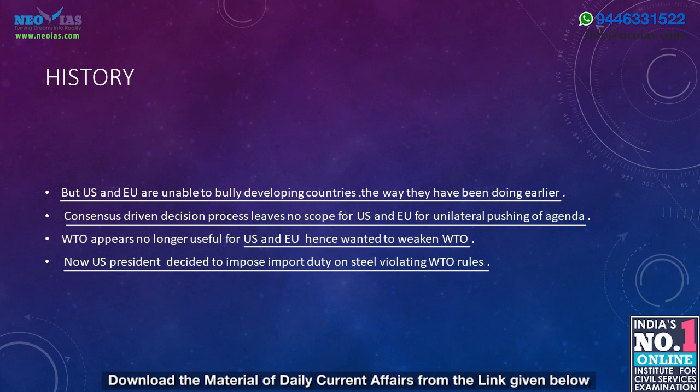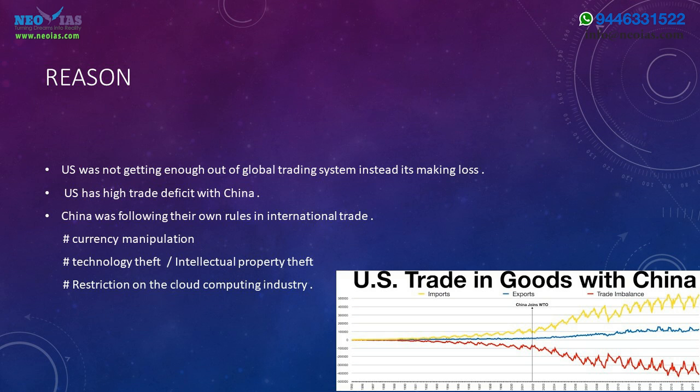So this is the history which led to the trade war. Now let us move towards the reasons for this trade war. One of the reasons is that the US is not getting enough out of the global trading system. Instead, it is making a loss. Another thing is that the US has a high trade deficit with China and somehow wants to balance this.